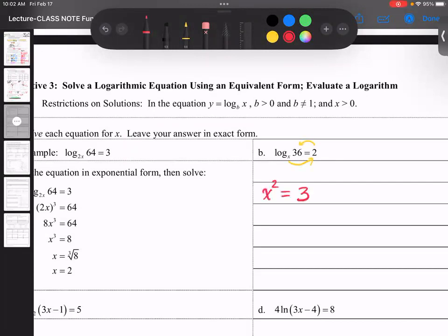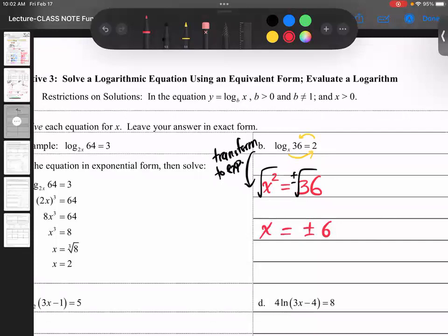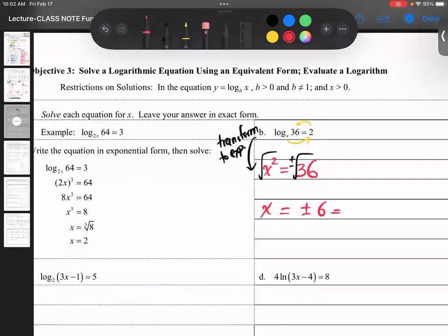So far so good? x to the second equals 36, right? Transform to x exponent. Take the square root of both sides. Plus or minus x equals plus or minus 6. Am I done here? This implies I have x either equal to positive 6 or x equal to negative 6.